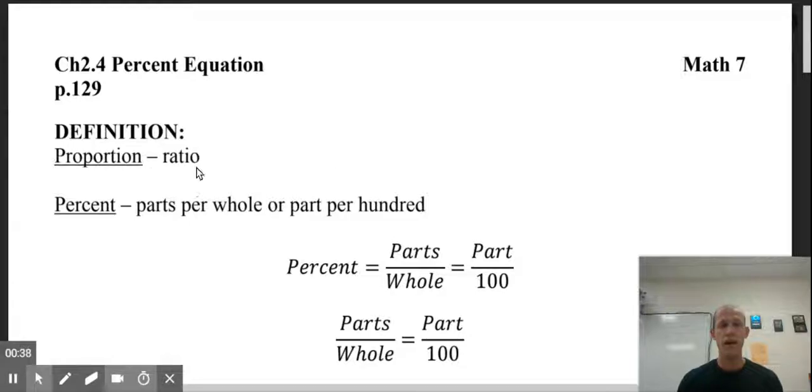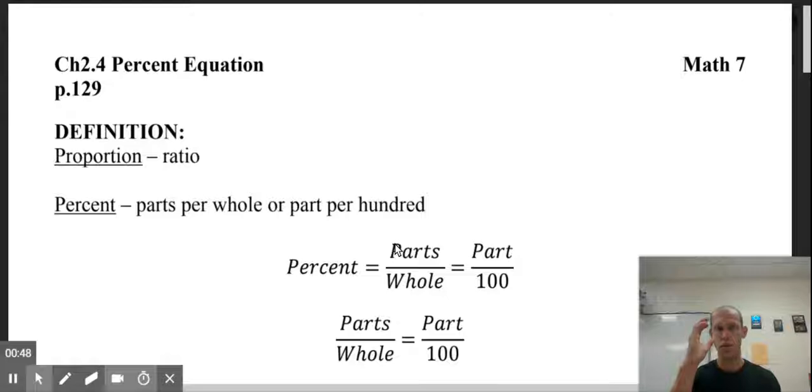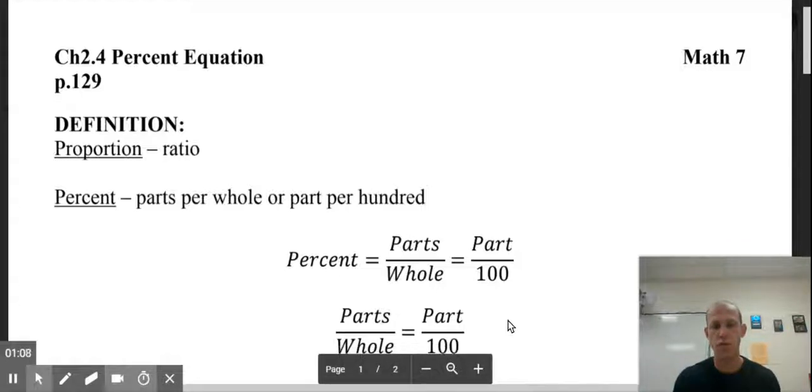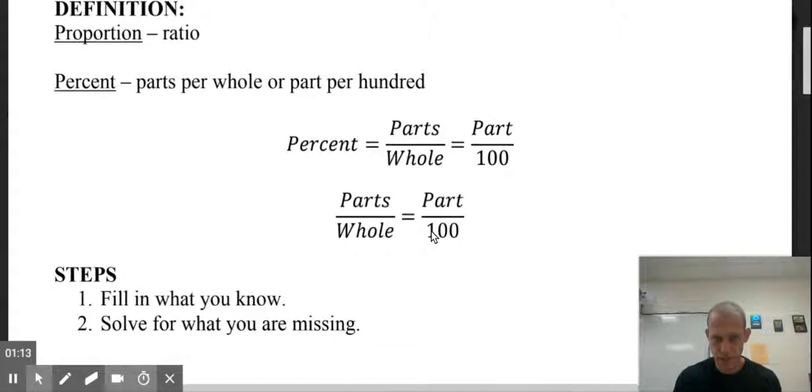So remember that a proportion is just a ratio, so it can be set up like a fraction. And a percent is a part per whole. So you have a part of something, and we're dividing it by the whole thing to see what your percent is. A lot of times we like to make that whole into 100 pieces so it's easier to write as a decimal, which can be easier written as a percent. So a percent, remember, is just your parts out of your whole thing, and your part is over 100. So those two things are the same.